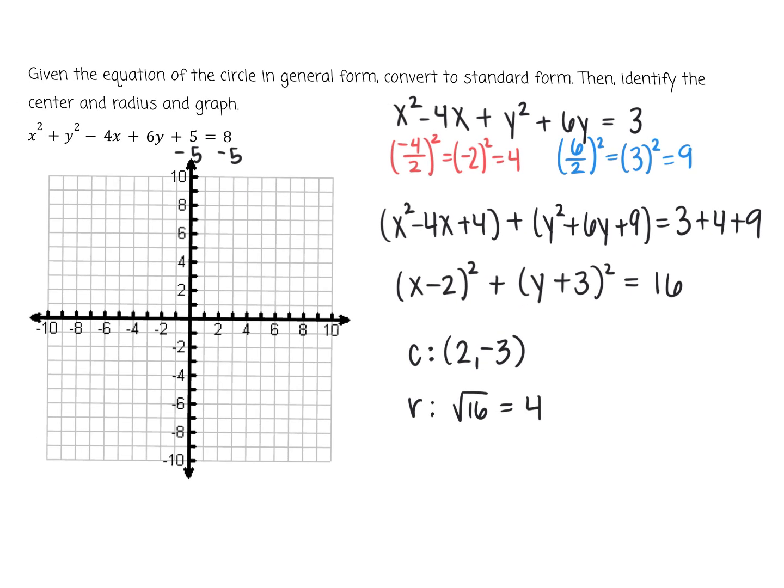So when I graph my circle, find my center, (2, -3). And then I'm going to apply my radius. I'm going to go up 4, down 4, right 4, and left 4. And then I'm just going to connect those points to get my circle.